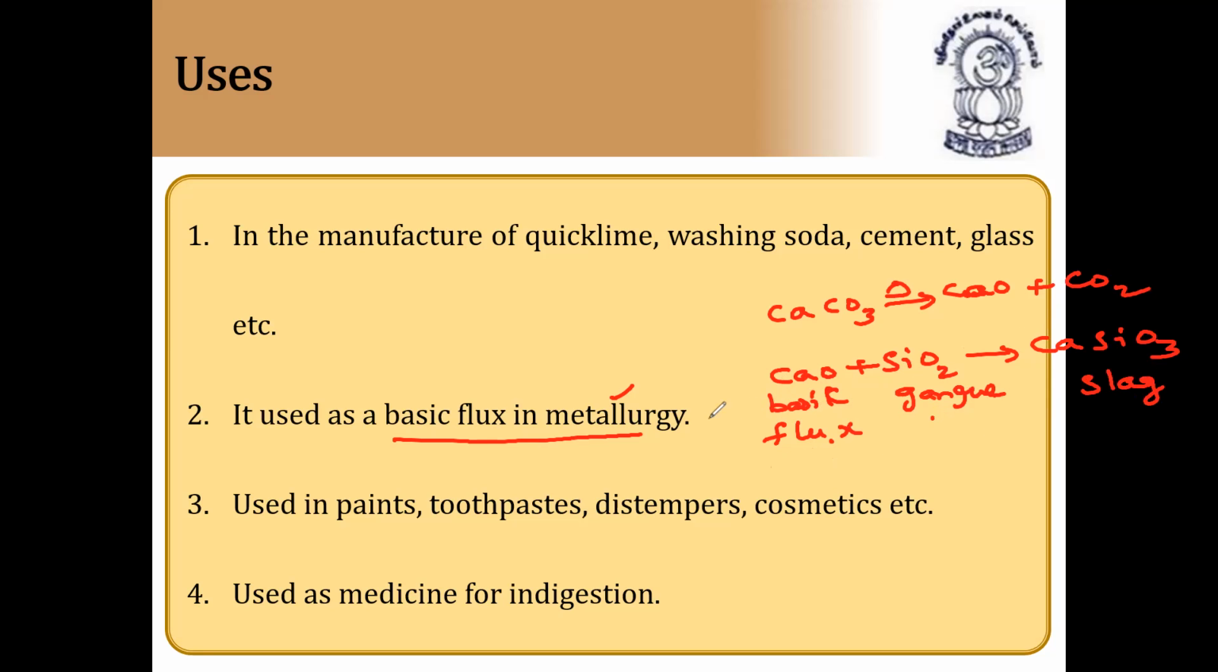So calcium oxide is basic flux, which is used in metallurgy to remove acidic impurities. Please note this point. To remove acidic impurities in metals, we have to use basic flux. So this is called calcium silicate.